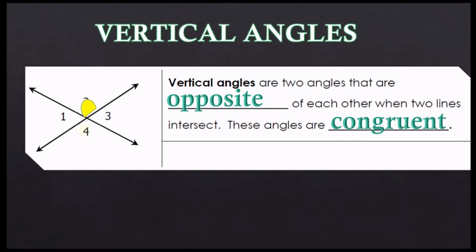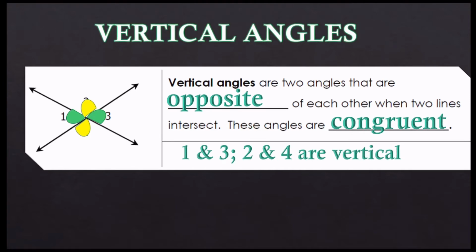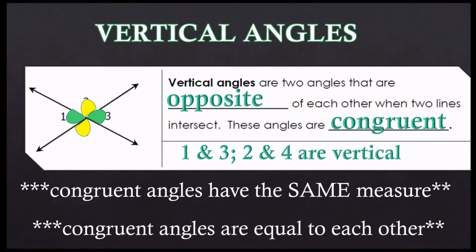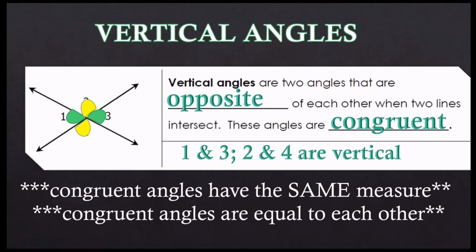So 2 and 4, they're across from each other. 1 and 3, they're opposite each other. So what we can say is angle 1 and 3, and then angle 2 and 4 are vertical. They're the pairs. So it's important that we understand what that really means. Congruent angles have the same measure, meaning congruent angles are equal to each other. So vertical angles will have the same measure.